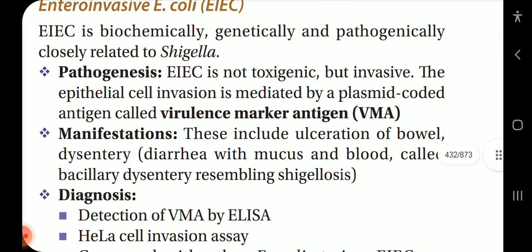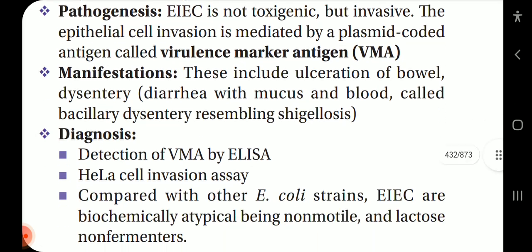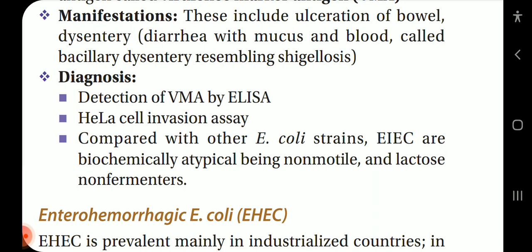Enteroinvasive E. coli, EIEC, is biochemically, genetically and pathogenically closely related to Shigella. In pathogenesis, EIEC is non-toxigenic but invasive. Epithelial cell invasion is mediated by a plasmid-coded antigen called virulence marker antigen, VMA. Manifestations include ulceration of the bowel and dysentery, diarrhea with mucus and blood, called bacillary dysentery, resembling shigellosis.